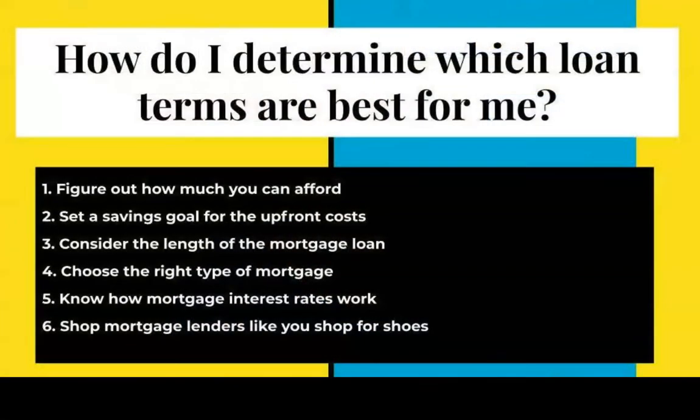The first thing that you want to do is figure out how much you can afford. Most of us don't think about how much we can afford on our own. We kind of leave that up to a lender. Typically, lenders will loan you up to 3.5 times your annual earnings. So if you're earning $30,000 a year, chances are you could get a mortgage somewhere around $100,000 to $150,000.